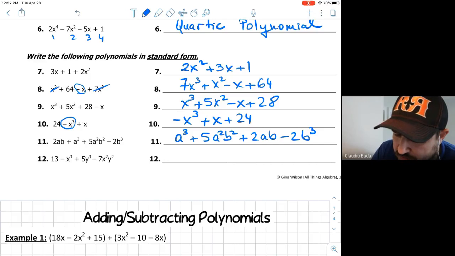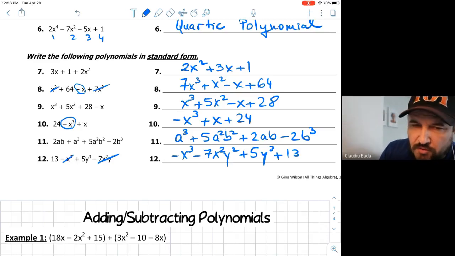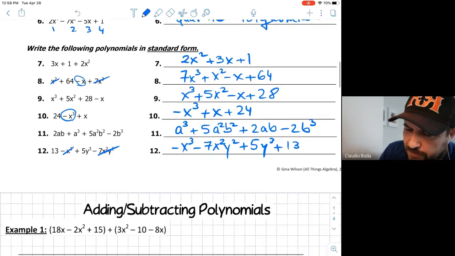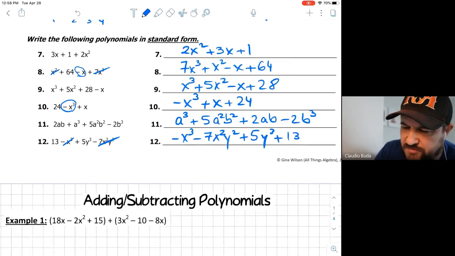So for number 12, we have x and y's. The first one, negative x cubed. Then minus 7x squared y squared. And then plus 5y cubed. And then plus 13. Okay, so hopefully you understood so far. That is how we write polynomials in standard form.